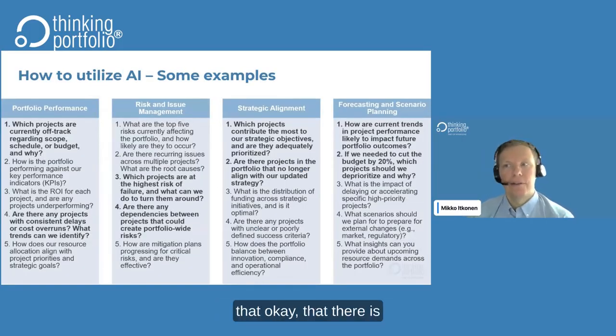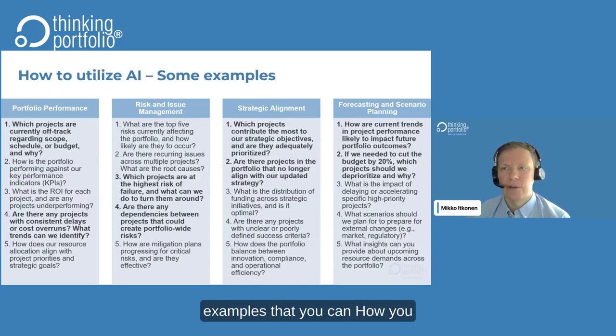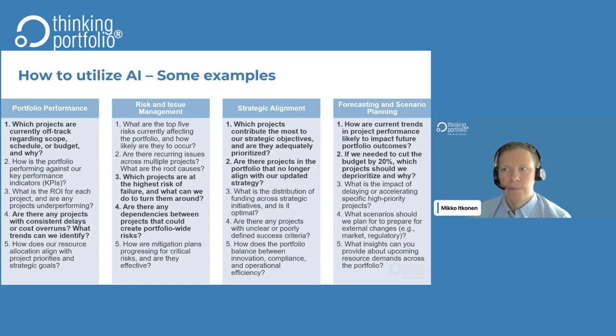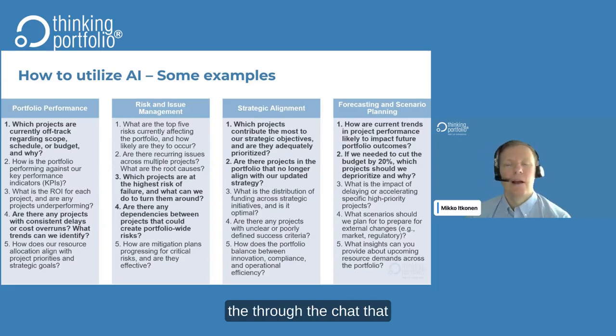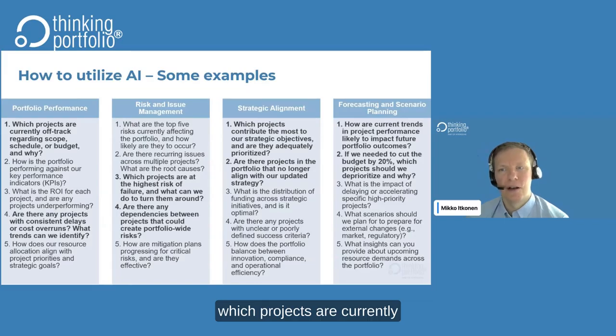Many of you might wonder, okay, those features sound interesting, but how can I actually use them? So how to utilize AI? Here are some concrete examples of how you can utilize our AI features. Just to mention a few, on portfolio performance, we could ask through the chat which projects are currently off track regarding scope, schedule, or budget, and why. You could also search with that question, and we would get the end results on the screen.